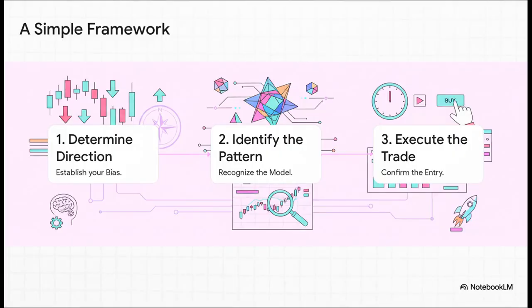Okay, so if we know why the market moves, the big question is how do we actually use that information? Well, we can apply a really simple three-step framework. This gives a logical structure to every single trade you think about taking. First, we figure out the most likely direction. We call that our bias. Second, we spot a specific recognizable pattern. And third, we wait for the perfect moment to execute.